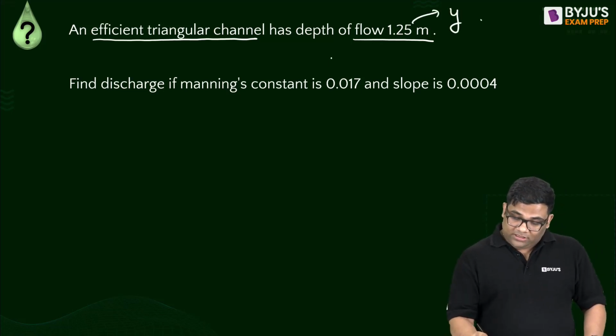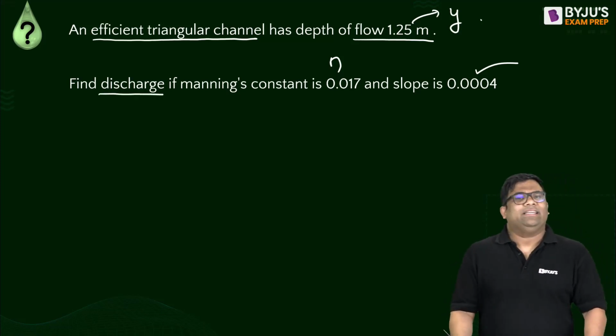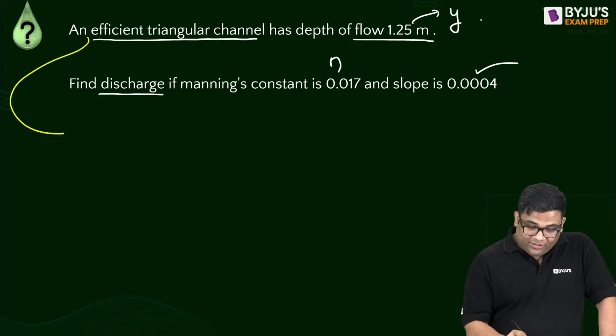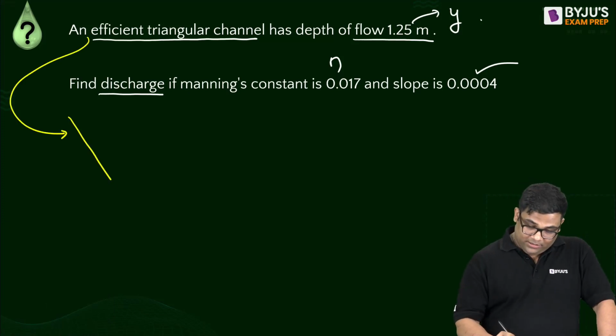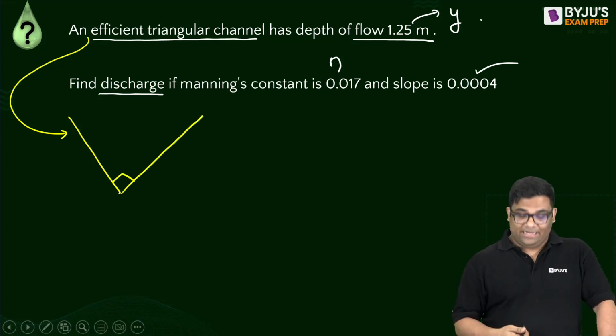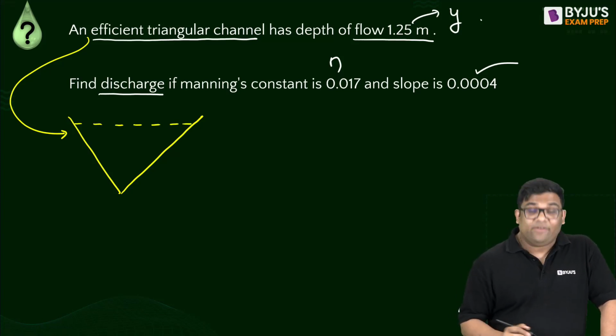Yes, the Manning's constant is given and the slope is given. It is asked to find out the discharge. How to find out? Very easy. Remember that for an efficient triangular channel, it has an apex angle of 90 degrees. This is the feature of an efficient triangular channel.